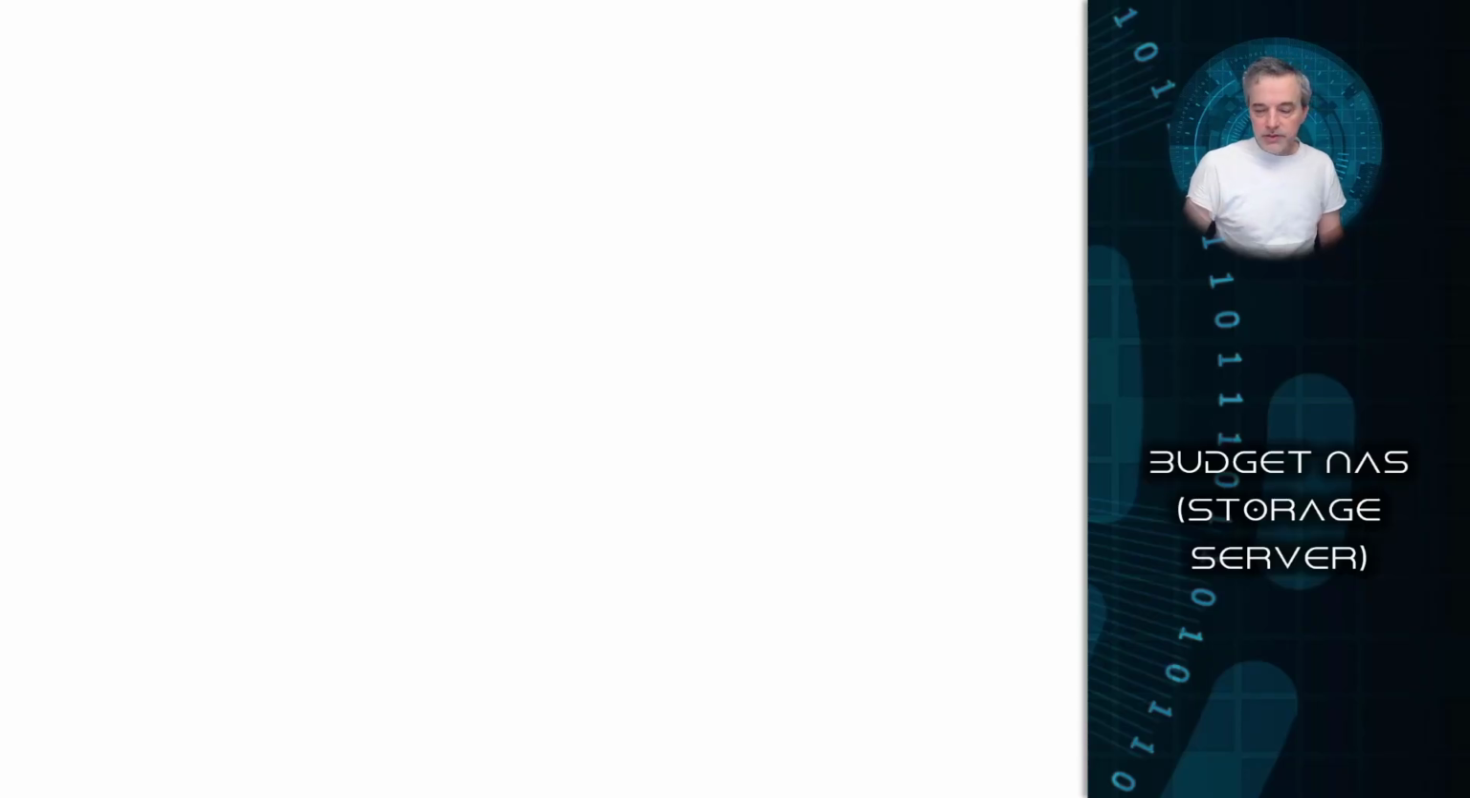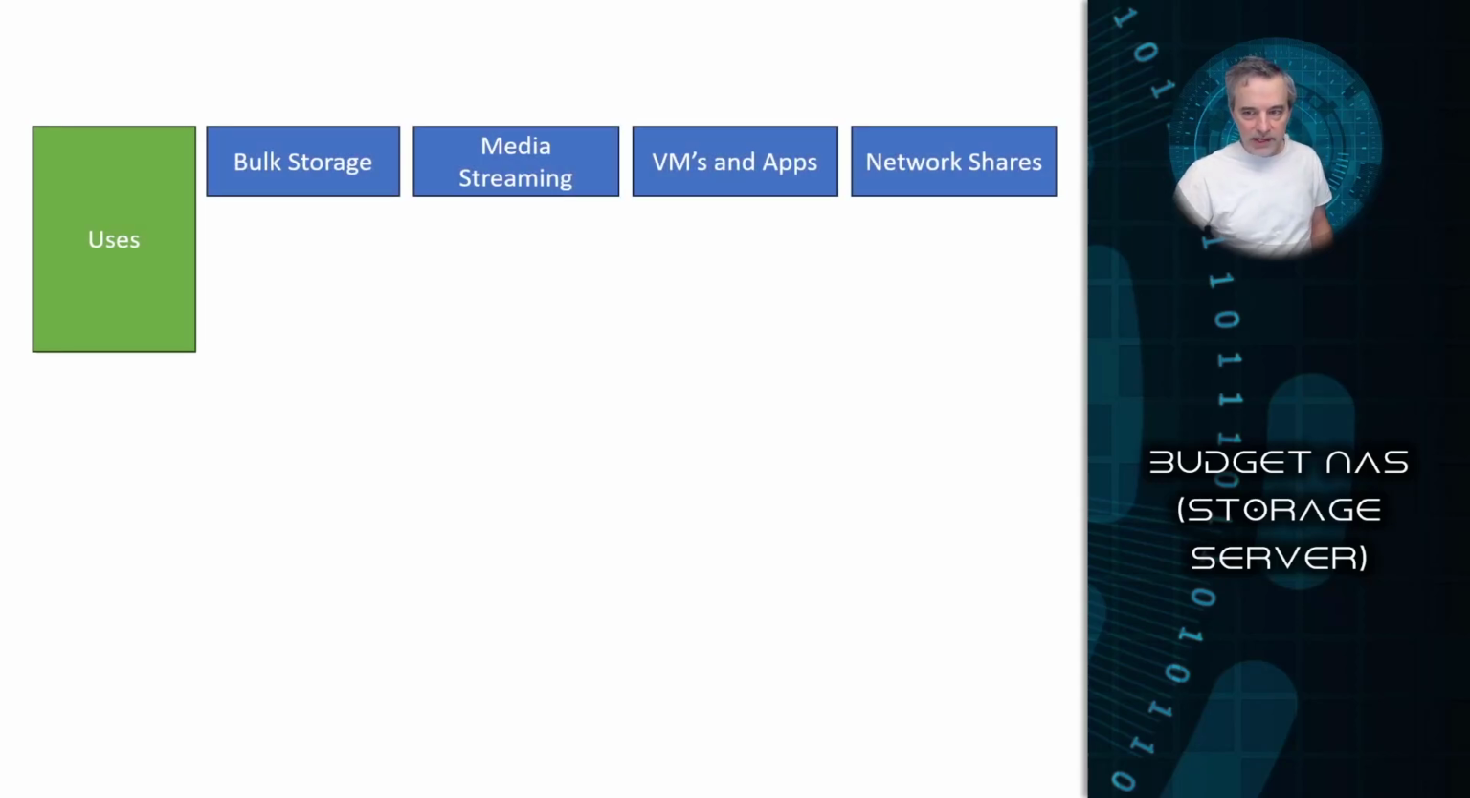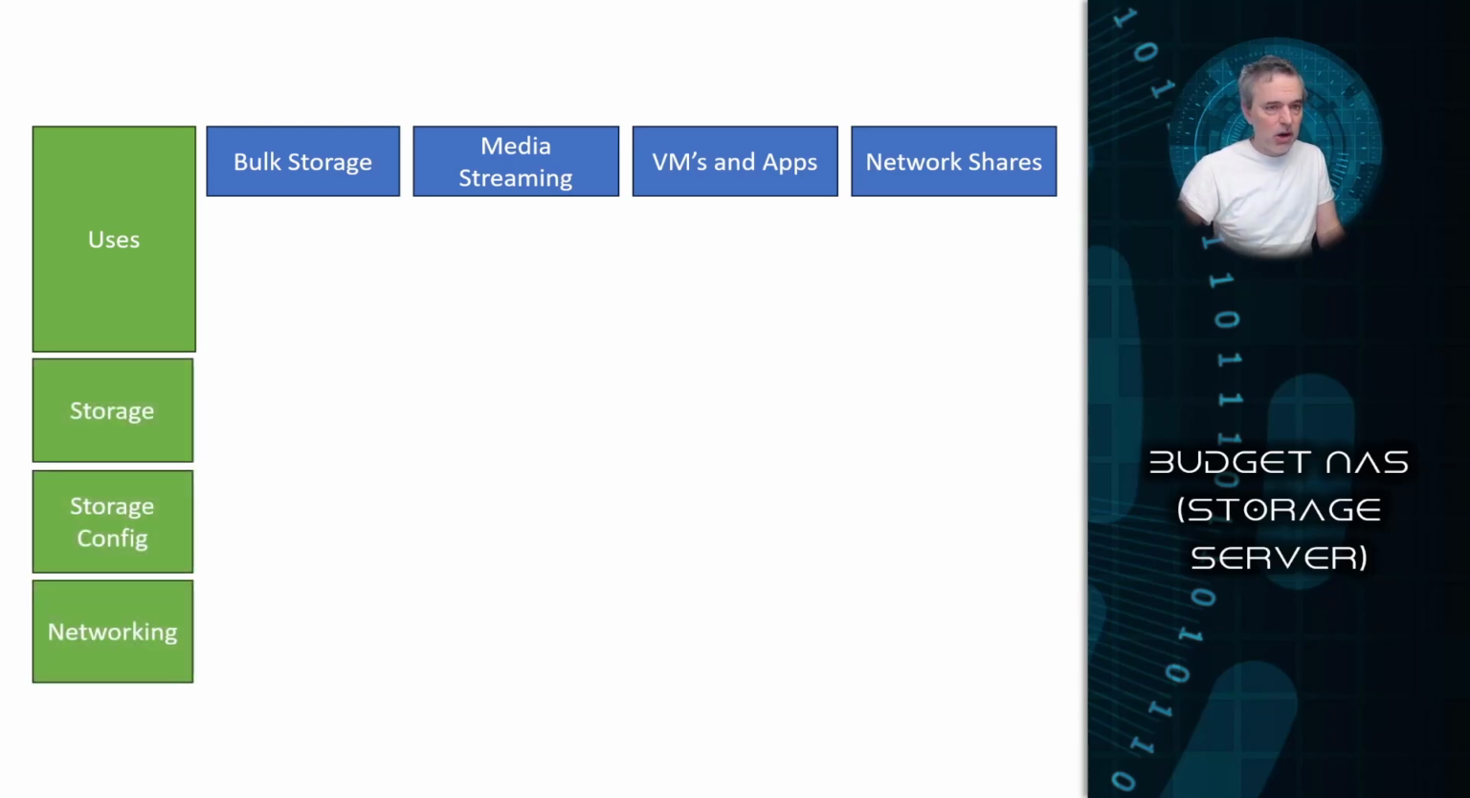So let's talk about the matrix here. It's pretty straightforward. Across the top, I have uses, and we're going to be talking about 4 categories. And within these categories, there are some use cases that we can look at. The categories are bulk storage, media streaming, VMs and apps, and network shares. And then on the left here, we're going to have hardware considerations, which would be the kind of storage that you would want to use, the configuration of that storage, and then the networking to provide that storage to your network. So network attached storage is of course going to emphasize networking and storage.